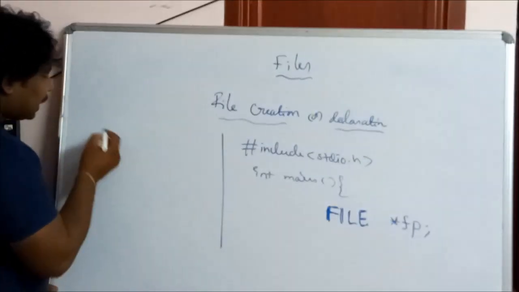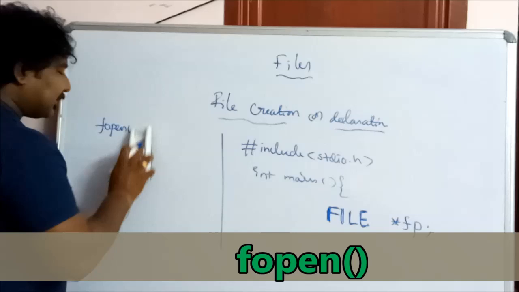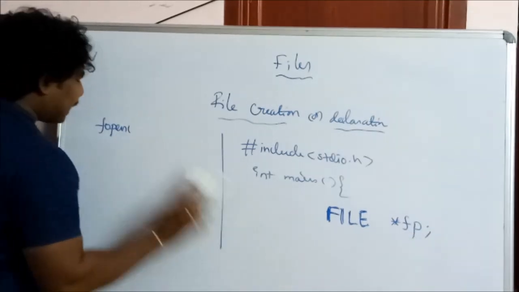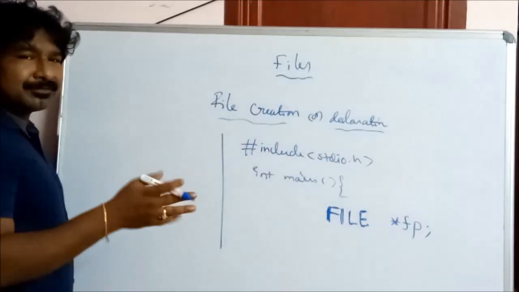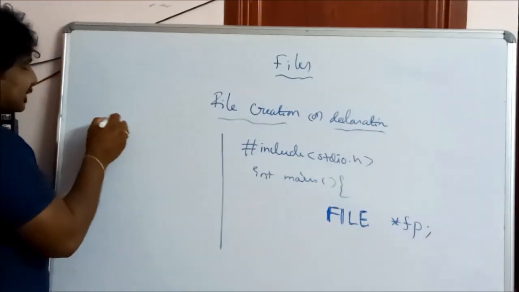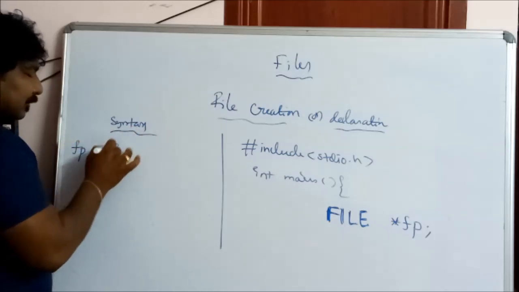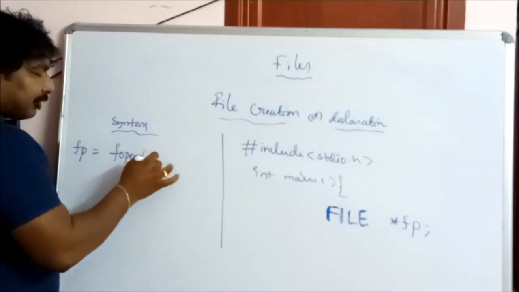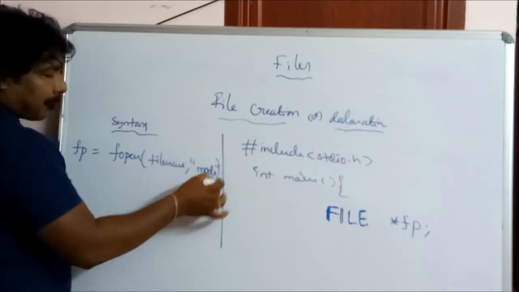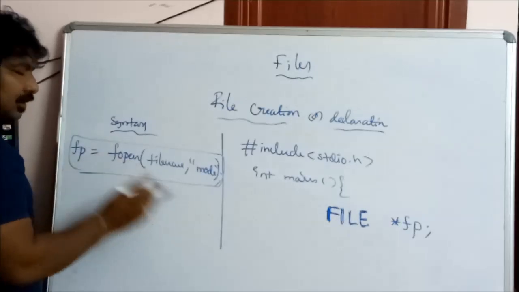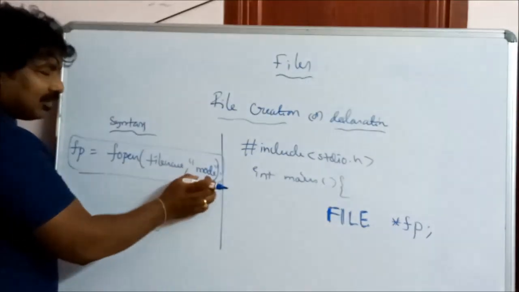For that I have to use a function called fopen. fopen is a function that will open my file for reading or for writing, whatever. If you want to open a file, I have to use fopen. So how can that be used? The syntax for fopen will be: FILE *fp = fopen("filename", "mode"). This is the syntax of fopen, friends. So just look here: a file pointer equals fopen. You have to specify the file name, then you have to specify the mode.